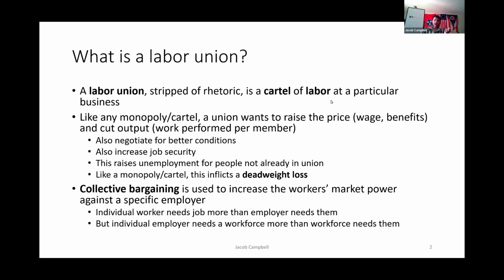And likewise, whenever a group of producers get together to act like a monopoly, they are not a literal monopoly because there's more than one of them, but they're acting like a monopoly because they're plotting with each other to rig the price, to rig the quantity that they produce. We call that a cartel. And so we can basically import all of our monopoly supply and demand analysis over to labor unions because it is simply another application of monopoly.